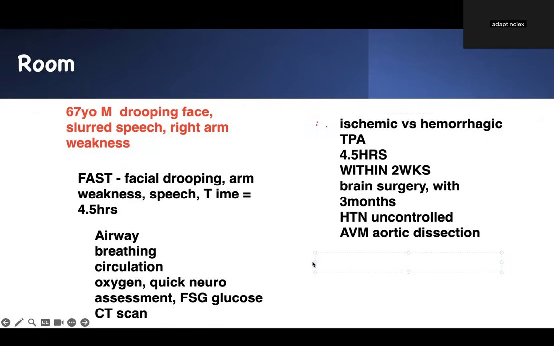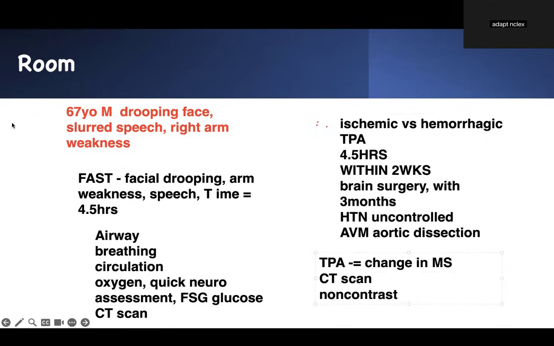After you give them TPA, what should you monitor for? Changing mental status. That's the key. If you monitor them and they change, they get a CT scan. What kind of CT do they get? Non-contrast CT. It should be a non-contrast CT. This is what you give to the patient. And this is the key.